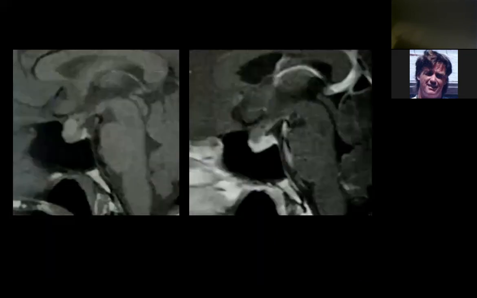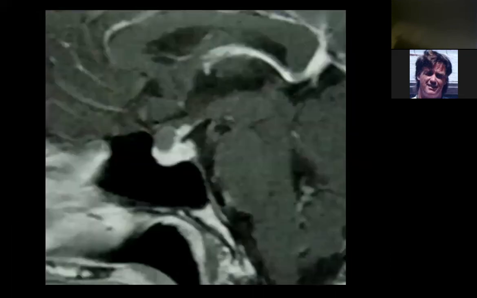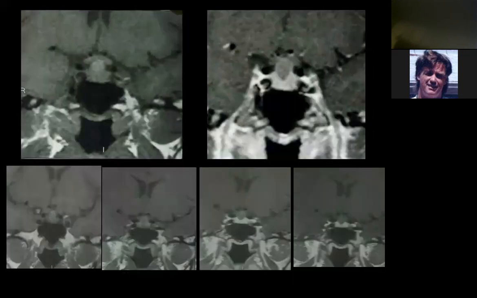This is T1 before contrast, this is T1 after contrast. You can see this is the stalk, and this is the pituitary. In front of this is the suprasellar, totally suprasellar Rathke's cyst. These are the pictures, before and after contrast. This is the cyst. Again, in the coronal view, it's totally above.